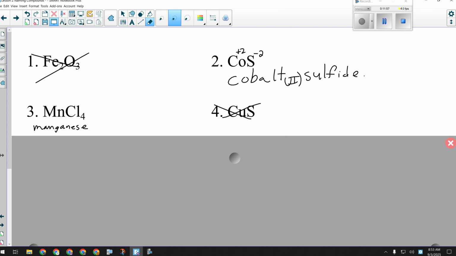Okay, and Cl is chlorine. So we're going to have manganese, something, chloride. Does manganese have more than one possible charge? Right, it can be a 2 or a 4. And in this case, the choice is pretty obvious, but we'll still walk through the process.